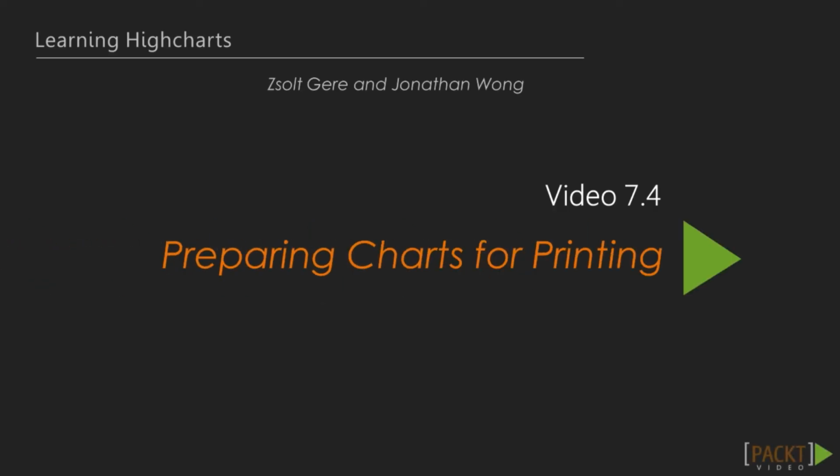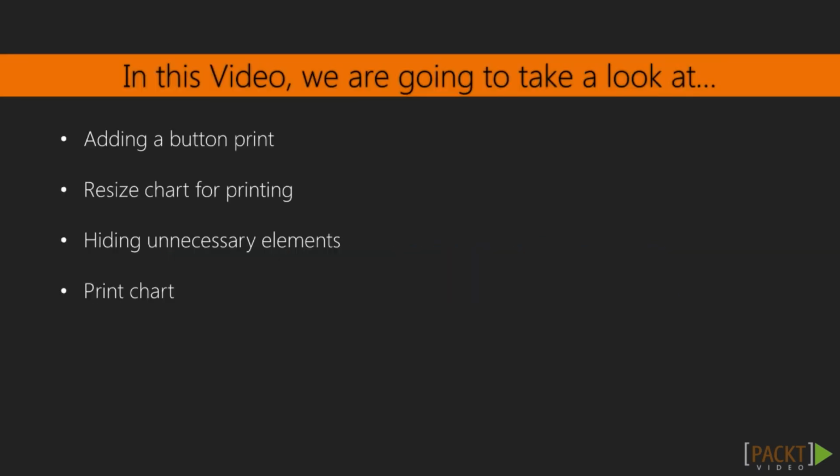Hi there, this is the Preparing Charts for Printing video. In the previous video, we looked at how we can create dynamic charts with URL parameters for sharing on the web. In this video, we are going to take a look at how we can set up custom chart printing. In our example, we are going to add a button for the print function, resizing the chart for printing, hiding unnecessary elements, and finally, printing the chart and resizing the chart back to its original size.